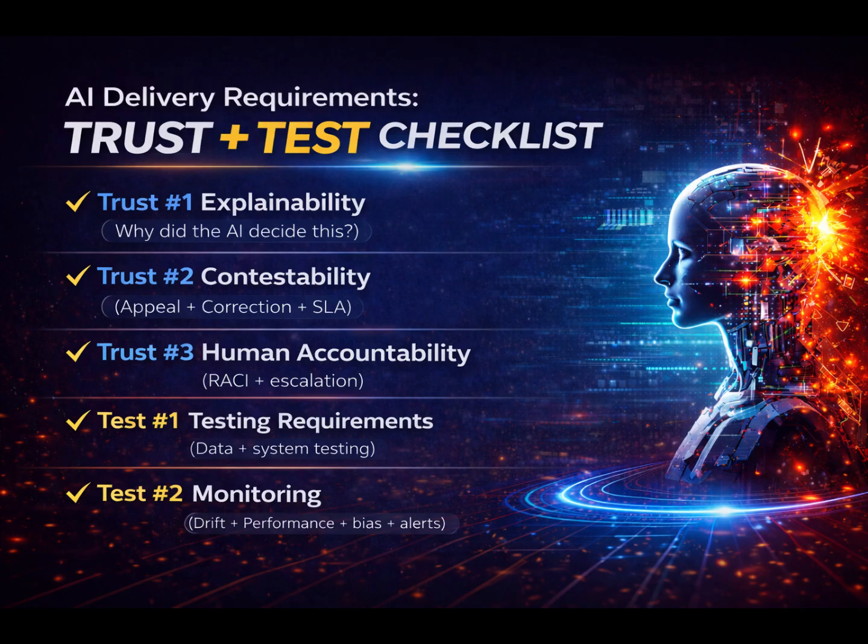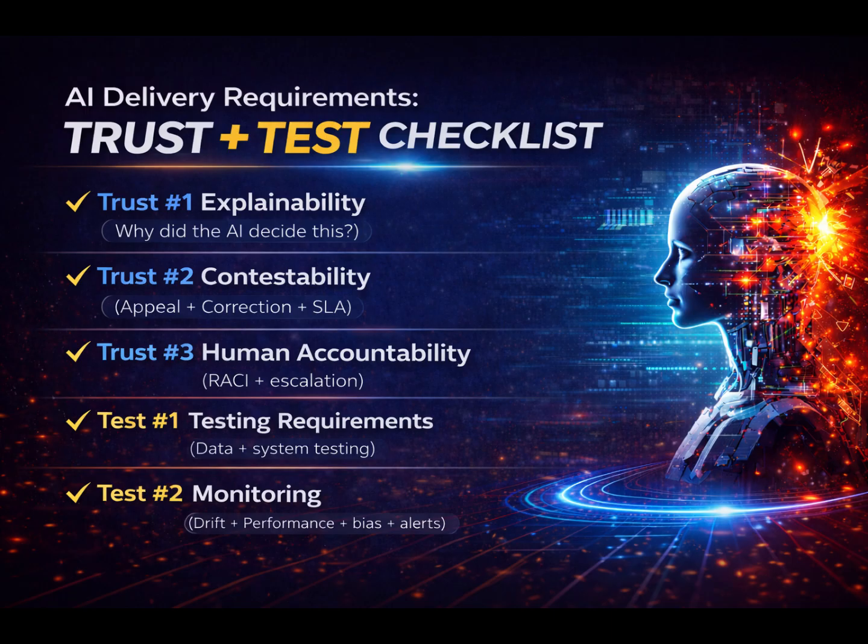Data testing: confirm training data includes new product lines and regions. System testing: ensure the model does not crash routing. Fallback to rules if confidence drops. Monitoring: track drift, new issue types. Track bias signals, meaning appeals by segment, and alert on priority errors. Know that you're not shipping AI, you're shipping responsible AI operations.